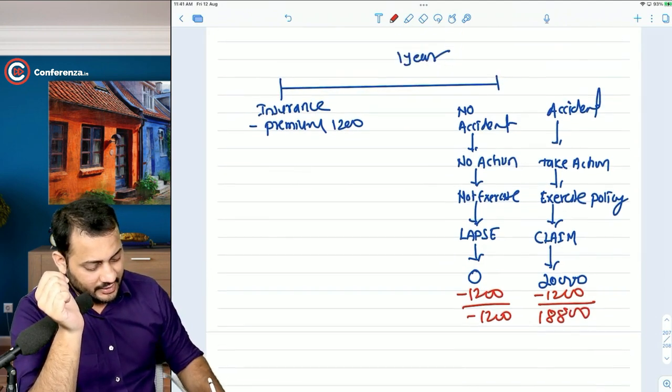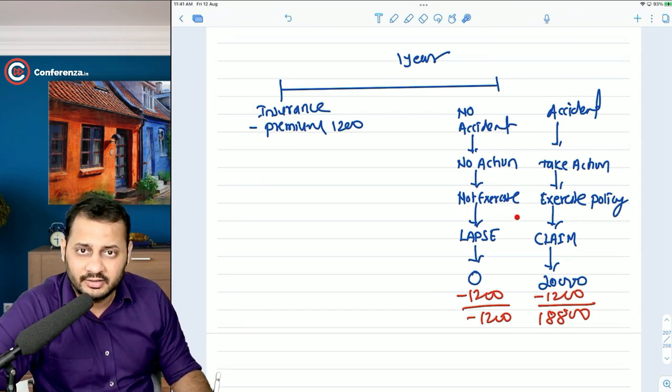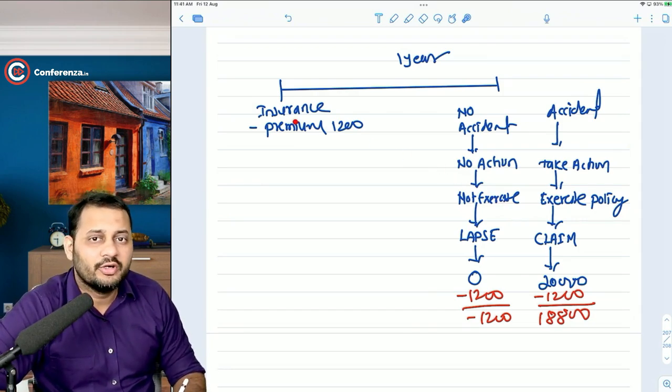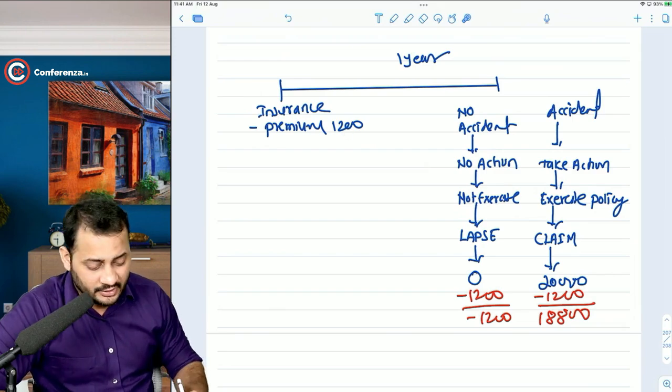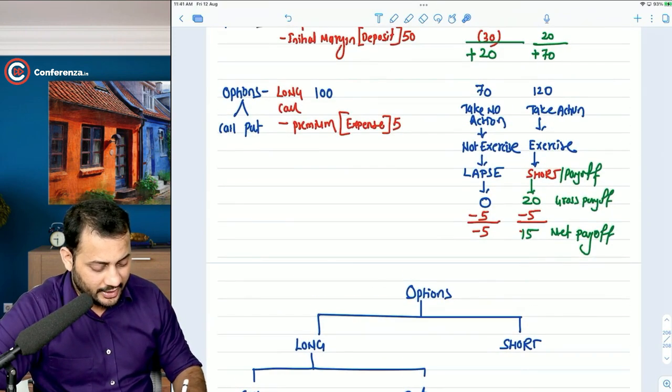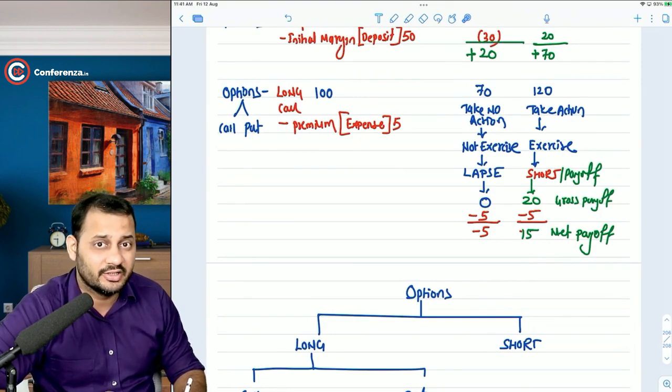Exactly in this manner the options contracts are settled. So compare the option contract with the insurance. In the option contract you pay the premium, in the insurance also you pay the premium, and this is never given back by the insurance company. This premium will also not be received back by you, because this is an expense, not a deposit.